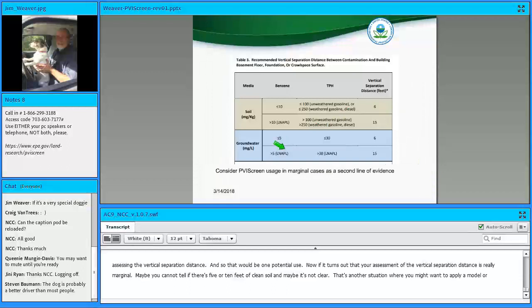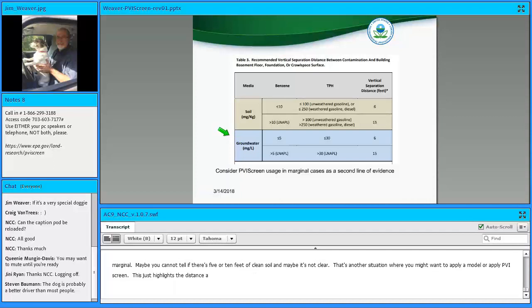Okay, this just highlights the distances again. This is copied out of the OUST technical guide, and it just illustrates this situation. So for groundwater, if there's no NAPL present and the concentration is less than 5 milligrams per liter in groundwater, less than 30 of TPH, a separation distance of 6 feet is the screening criteria given in the guide.